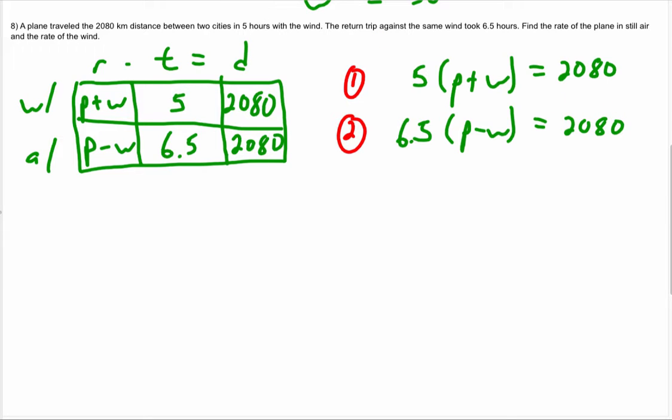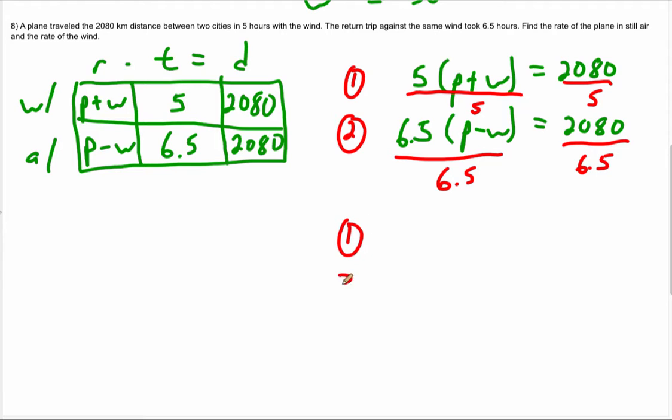And we're going to clean it up once again. I'm going to divide this top one by 5 and the bottom one by 6.5. Well, that can be annoying, but we'll make it happen. So 1 and 2. Dividing this by 5, we get 416, I guess? So it's going to be P plus W equals 416. I did that by dividing by 10, which gives me 208, and then multiplying by 2, which gives me 416.